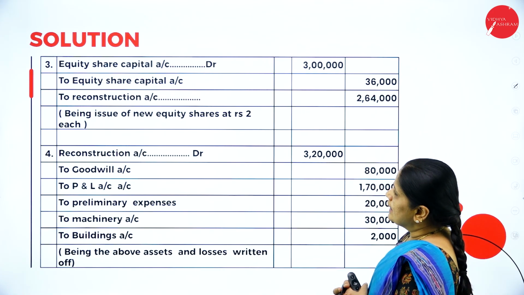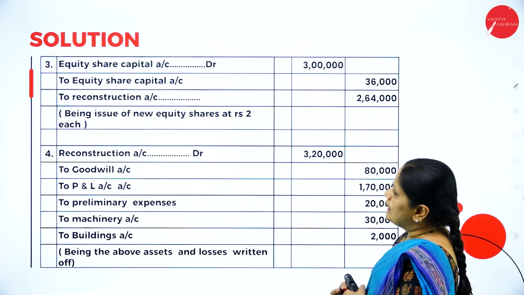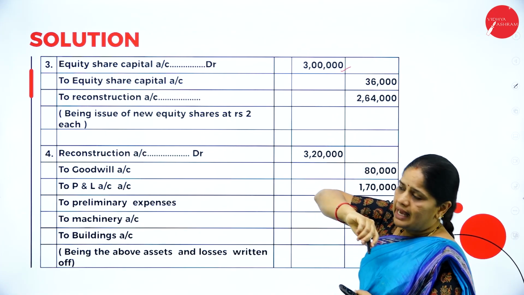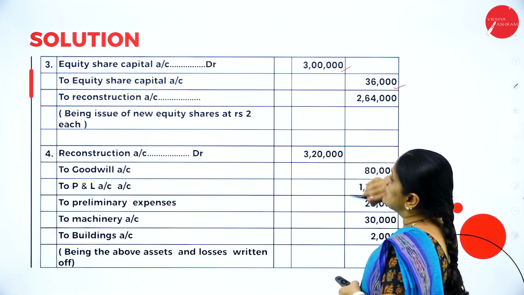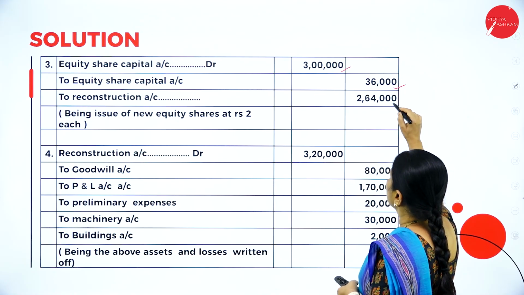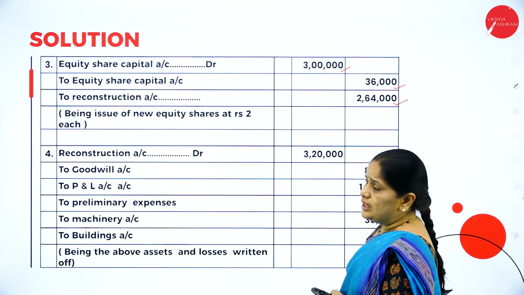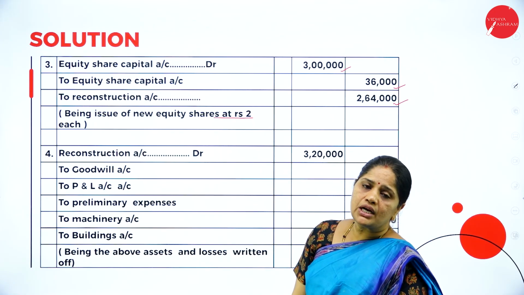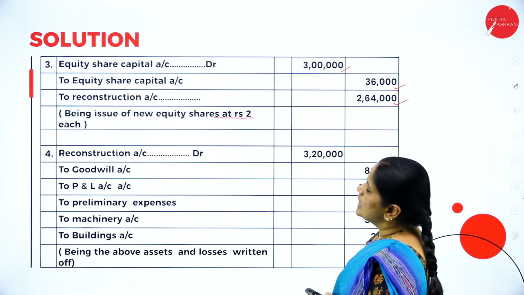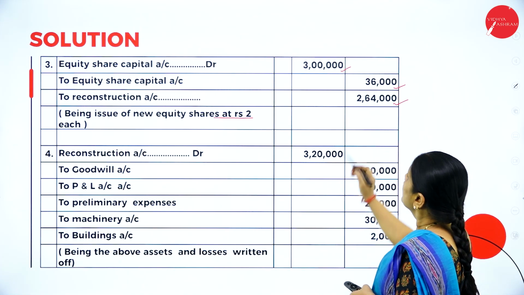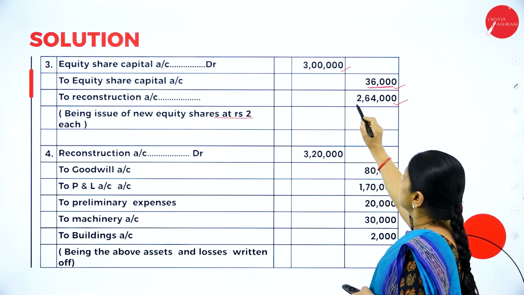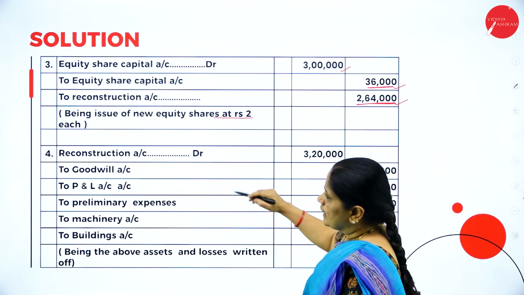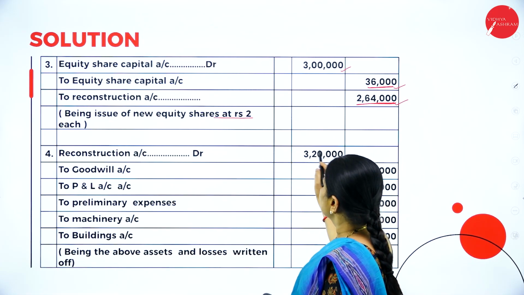Now the next one is equity share. So you are reducing the equity share. Equity share capital account debit 3 lakhs, to new equity share capital 36,000 and to reconstruction account 2,64,000, being issue of new equity shares at rupees 2 each. So the equity shares have been reduced to capital of only 36,000 and the rest of the amount is going for capital reduction. Then the next entry will be the reconstruction account.